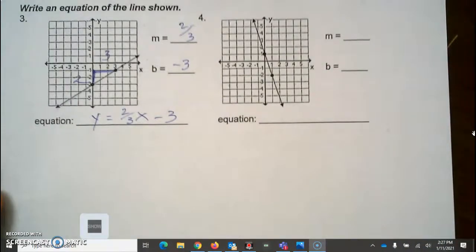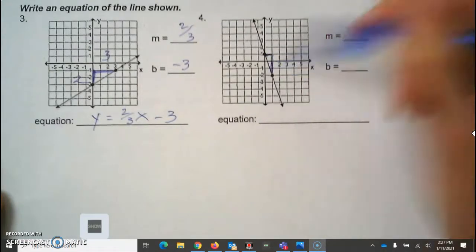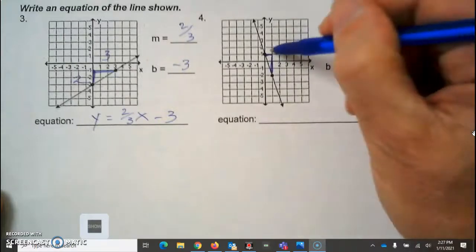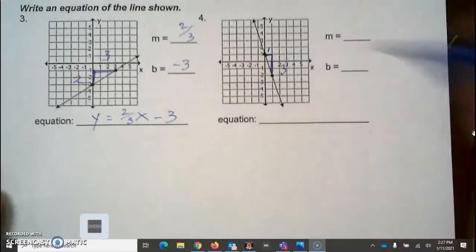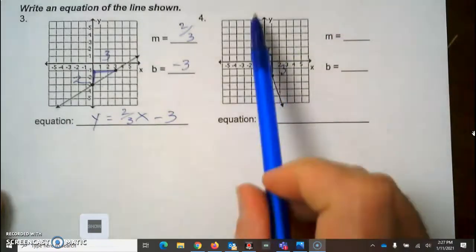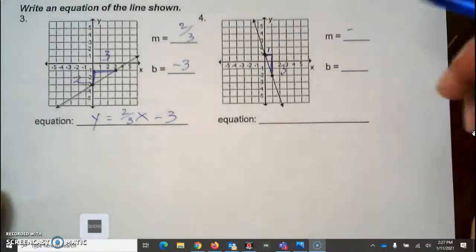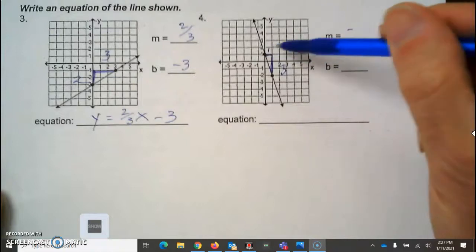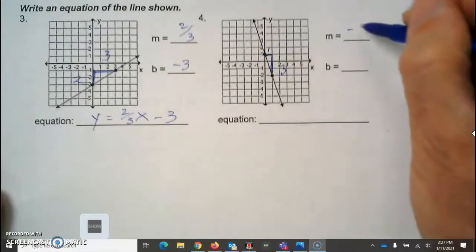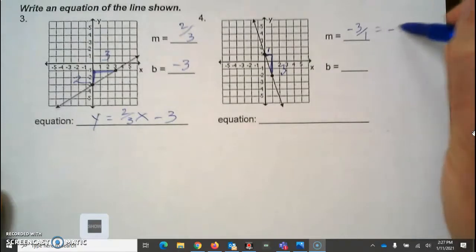And I'm going to do the same thing over here. I'll make my step. I'll trace those blocks. So it looks like a 1 here and a 3 there. Now the line's falling down from left to right, so that slope is negative. Rise and run. Remember, rise is always your vertical number. Run is always your horizontal. It's 3 over 1, which I'm just going to call -3.